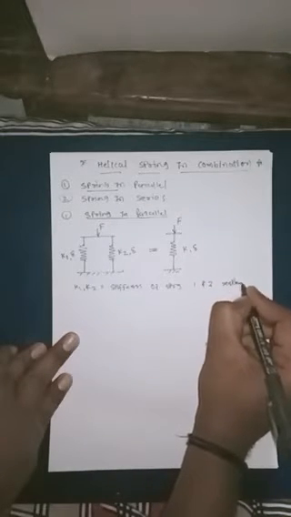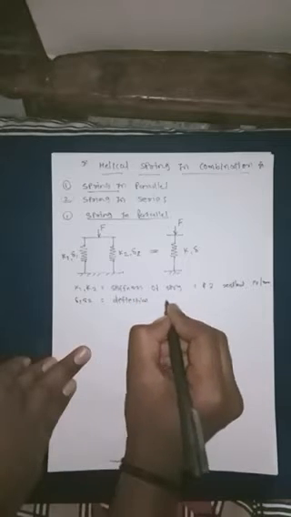Now what is K1, what is K2? K1 and K2 are both stiffness of the springs, stiffness of spring 1 and 2 respectively, in Newton per mm. Delta 1 and delta 2 are the deflections of spring 1 and 2 respectively, in terms of mm.